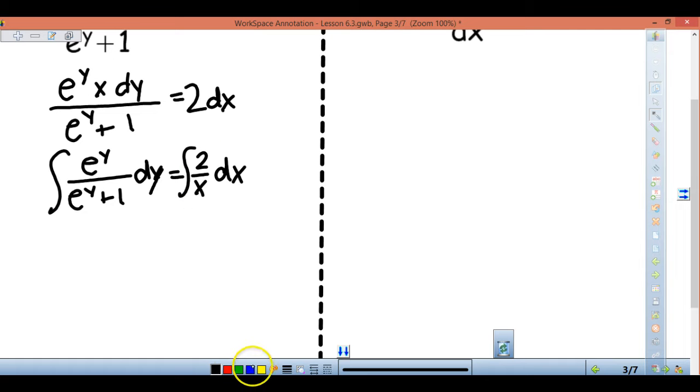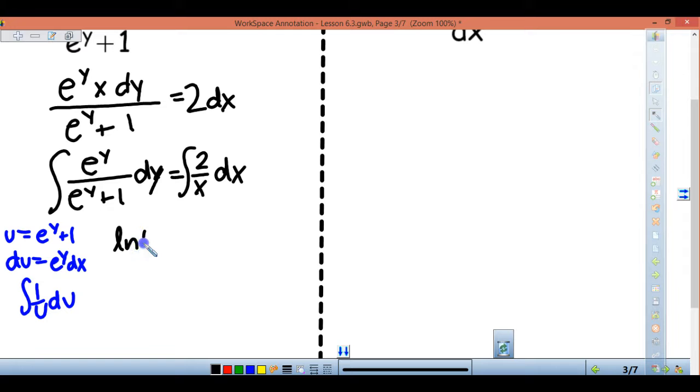All right, so it looks like on the y side this time I'm going to have a u sub. So my u is my denominator, so e to the y plus 1. The derivative of that is e to the y dy, which I have. So it's a 1 over u du. So the y side I'll integrate to natural log of e to the y plus 1. And then 2 natural log of the absolute value of x, plus c.